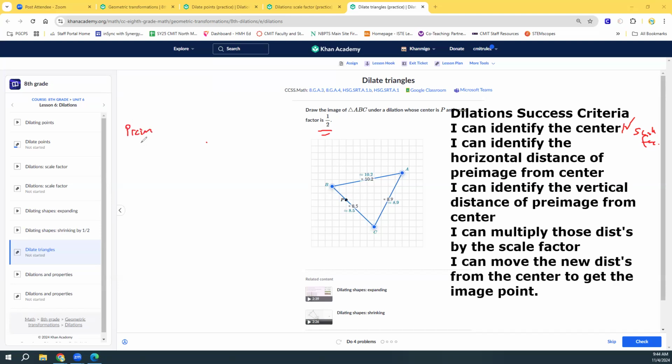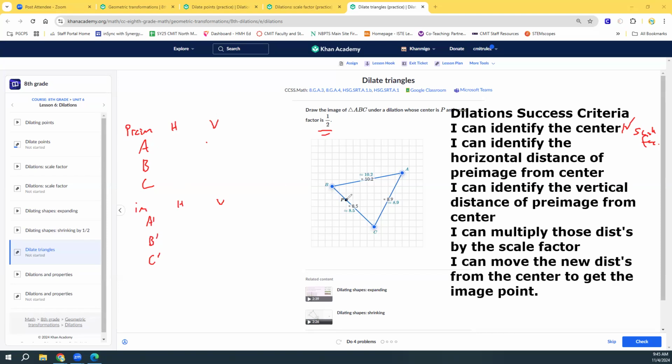All right, so I have A, B, and C. Okay, so let's start with A. We need the horizontal and the vertical, right? So I'm going to have 2 little tables: A prime, B prime, C prime, horizontal, vertical. Okay, so starting with the pre-image, what is the horizontal of A?